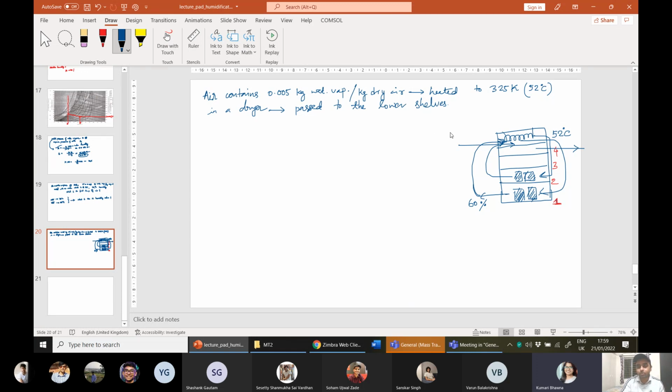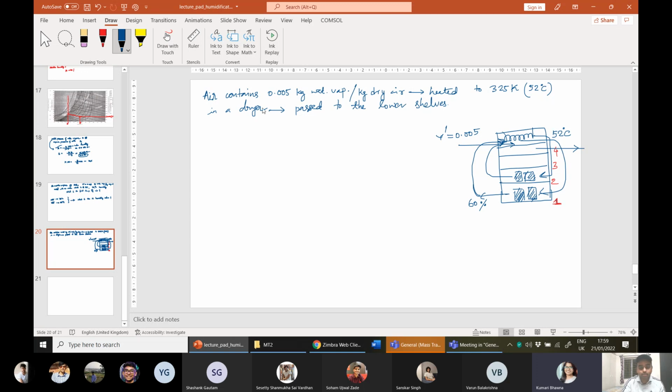So initially the air that you introduce into the system has a humidity of 0.005, right? This is what you know. No temperature is mentioned and this air is heated to 55 degrees. It goes into the 4 chambers.